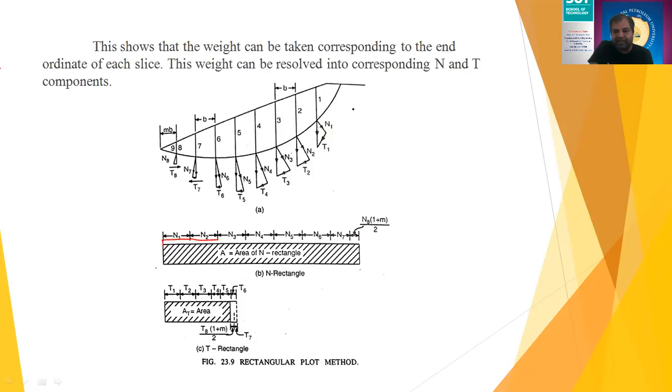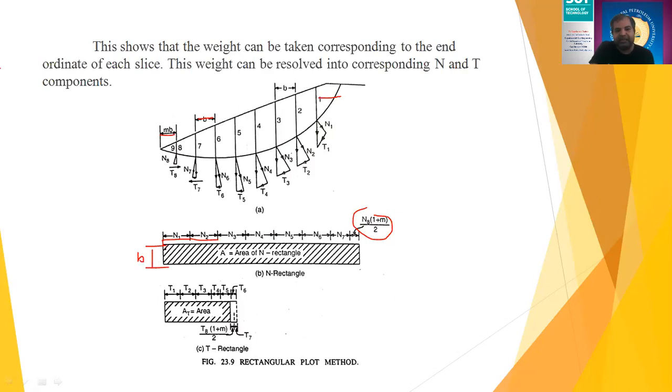The only problem which comes here is at the last slice, because the width of the last slice is not exactly b. For that, this particular relation has been given, n8 upon 1 plus m divided by 2, right? So whatever the length, first and last length, you need to find it out. If I take the last length to be mb, and the width of this slice is b, then you can easily find out the value of m. Based upon that, you can find out the length of this, and the width of this triangle, which is equivalent to the value of b.